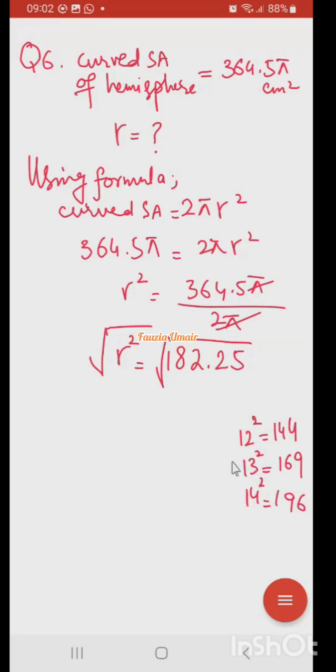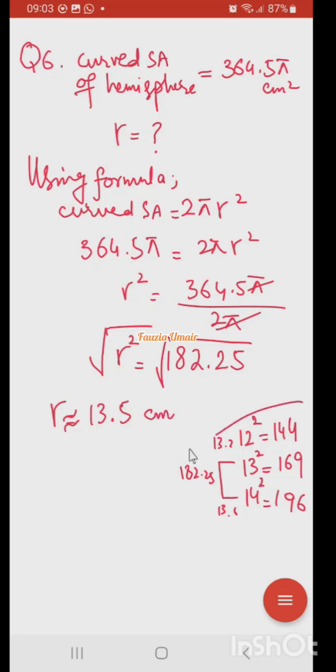Is it close to 169 or 196? 182 is almost in the middle, between 13.25 and 13.75. So we'll take 13.5. Because it is in the middle, it's a very small difference between the two, so we can say it is approximately 13.5. It is exactly 13.5, Ashman says.